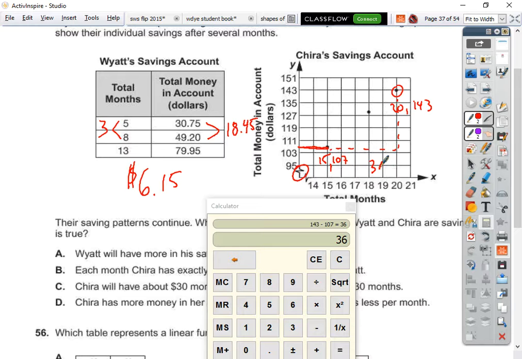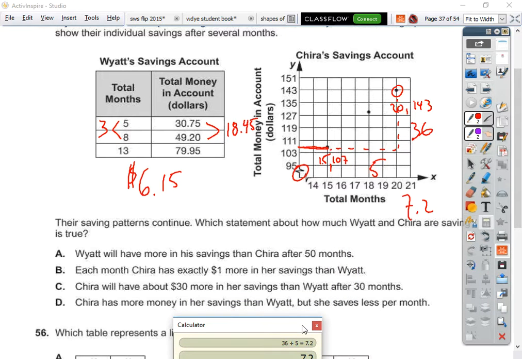Let's save $36. Sorry. And we went from 15 to 20. That's over 5. Divided by 5. Try it again. 36 divided by 5. We get $7.20. So, all right. And at 13 weeks, so then Wyatt will have more savings.